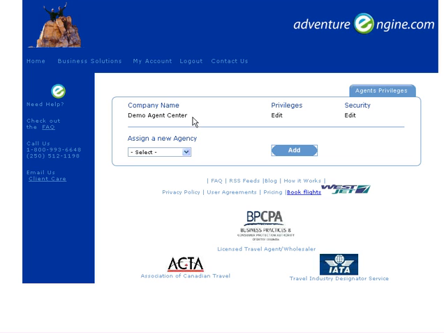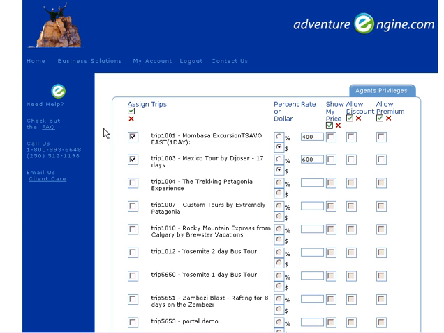Each agency and staff member will have their own account within Adventureengine, and the management of the company will set privileges and security for these agents and staff. Privileges means you can dictate which trips are available to the agent. This also allows you to set a net rate either by dollar amount or by a percentage.